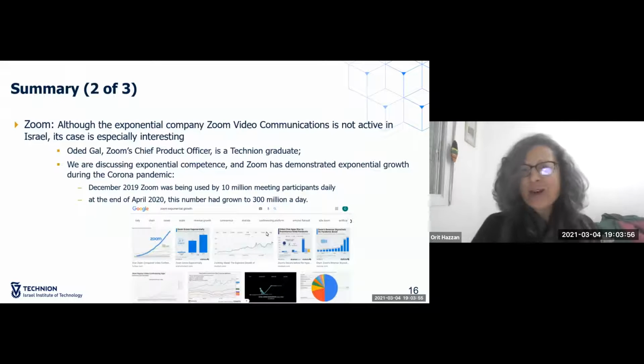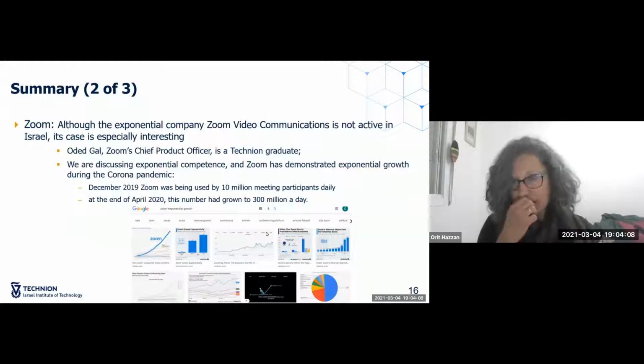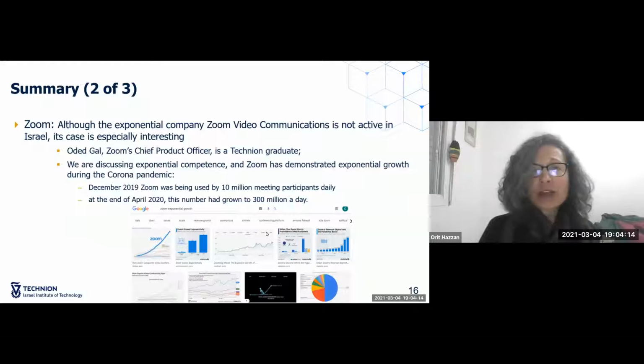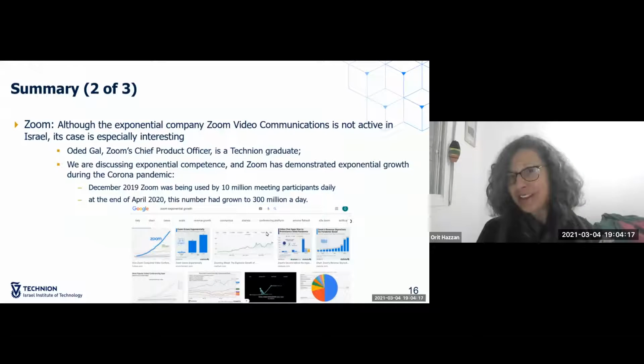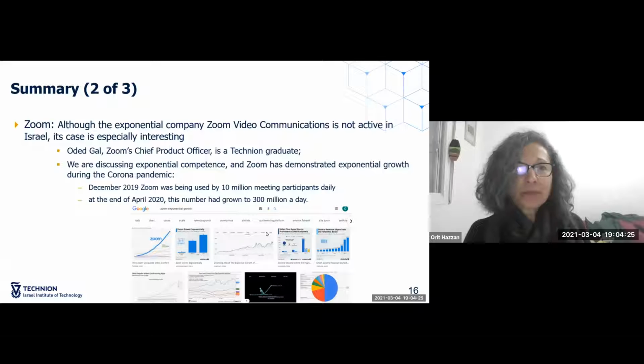And Zoom, we cannot neglect Zoom, which is an exponential organization, clearly. Its spread was exponential during this period of time. And one comment is that Oded Gal, who is Zoom's chief product officer, is a Technion graduate. We're very honored. And we can see how it grows exponentially during this period of time.